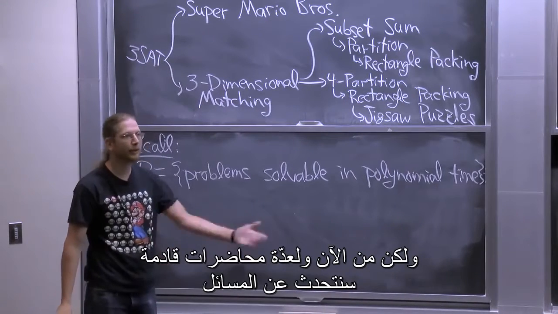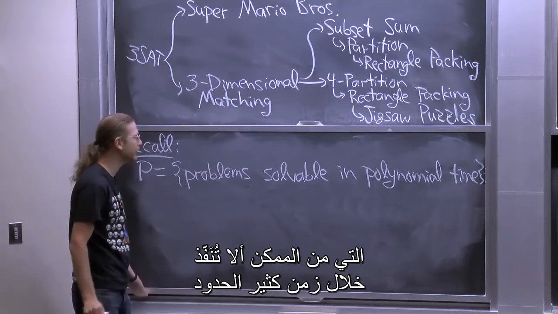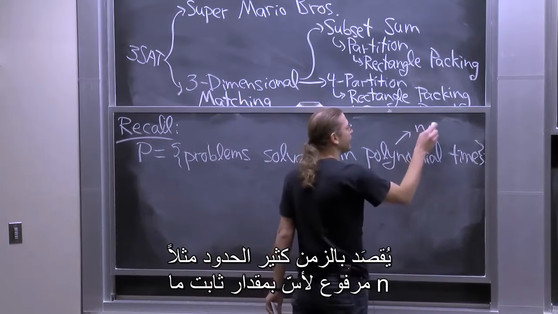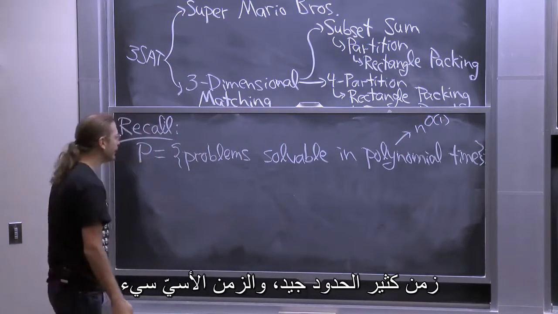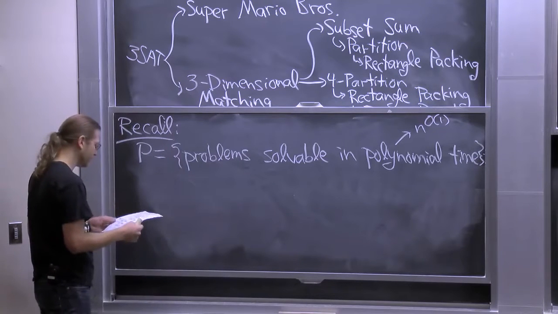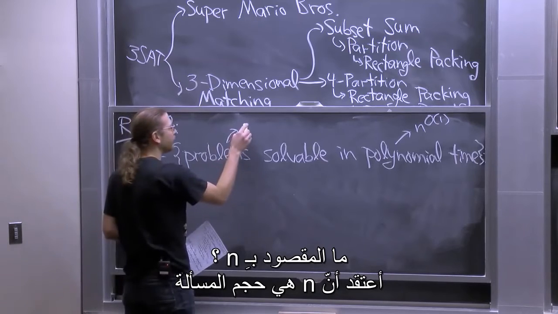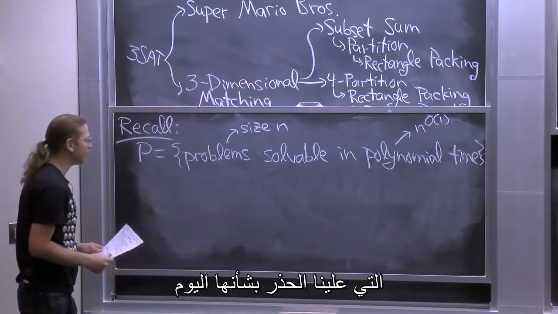But from now and the next few lectures, we'll be talking about problems that are probably not polynomially solvable and what to do about them. Polynomial, as you know, is like n to the some constant. Polynomial good, exponential bad. What is n? I guess n is the size of the problem. Which we'll have to be a little bit careful about today.